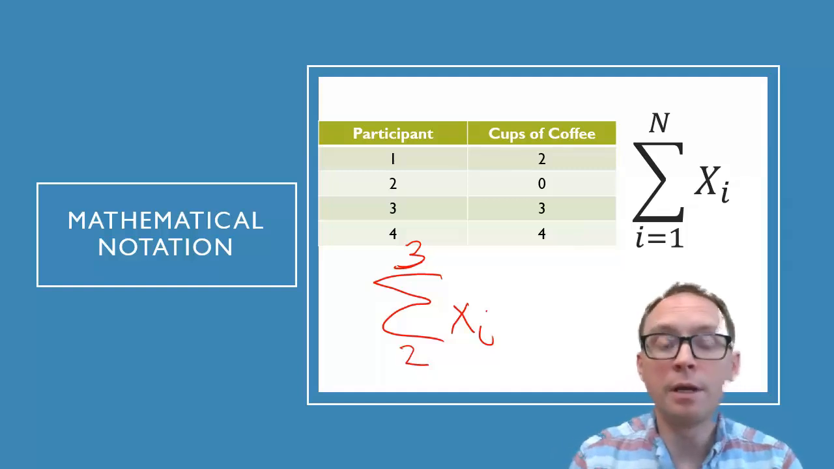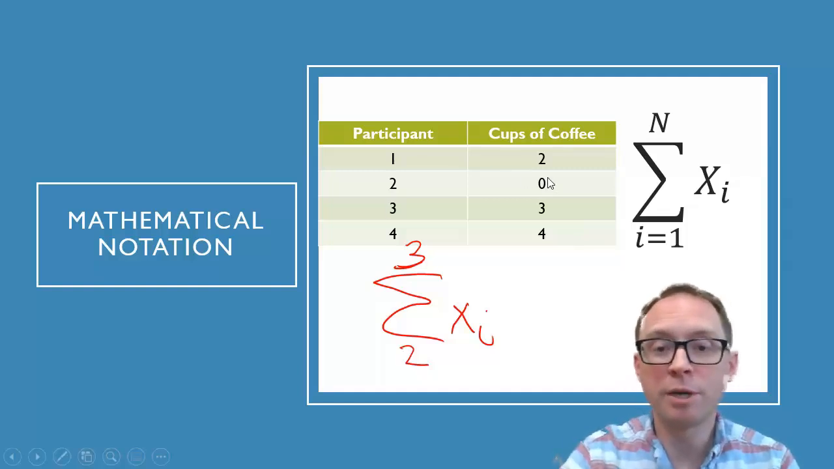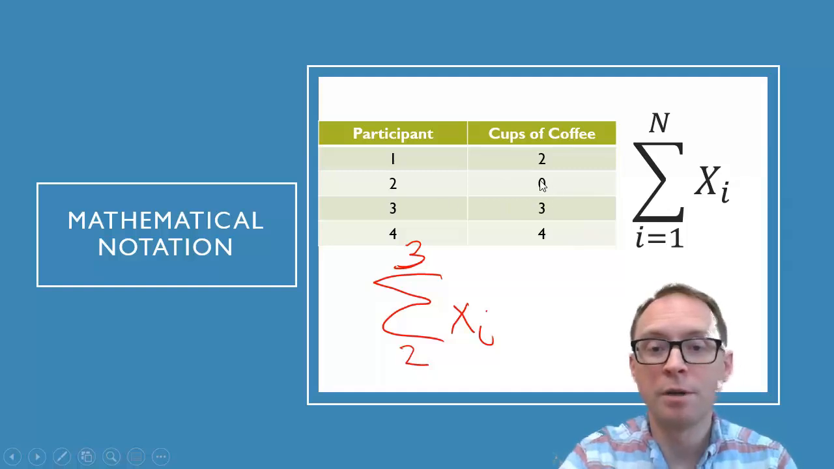That would be the sum of person number 2. Person number 2 had 0 cups of coffee. Person number 3 had 3 cups of coffee. The sum of person 2 to person 3 is 0 plus 3. It's 3. Okay.